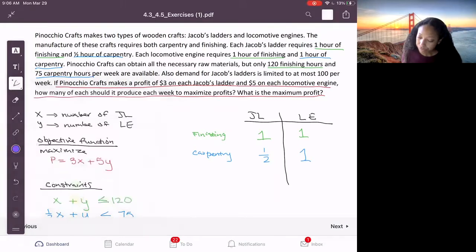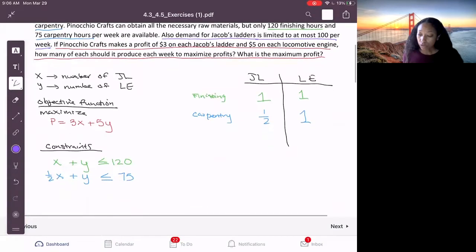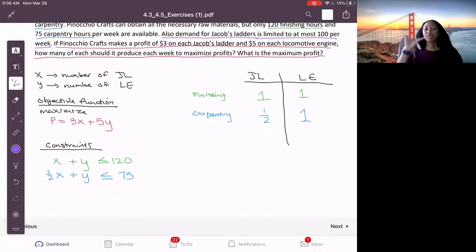There's something we're missing. We also have that the demand for the Jacob's ladder is limited to at most 100 per week. So we have an additional constraint here that's given. So Jacob's ladder, we're only going to sell at most 100 of those. So we need to make no more than 100 of those. X represents the number of Jacob's ladders. So that gives us the additional constraint that X has to be less than or equal to 100. So this is an example where we have an additional constraint thrown in.